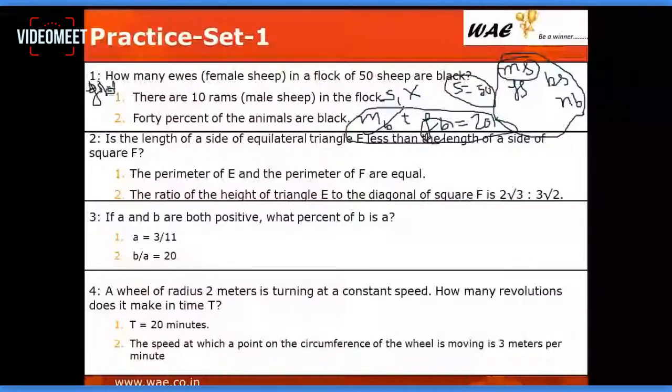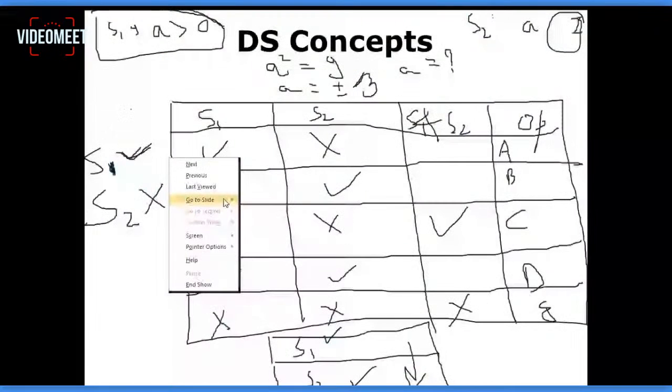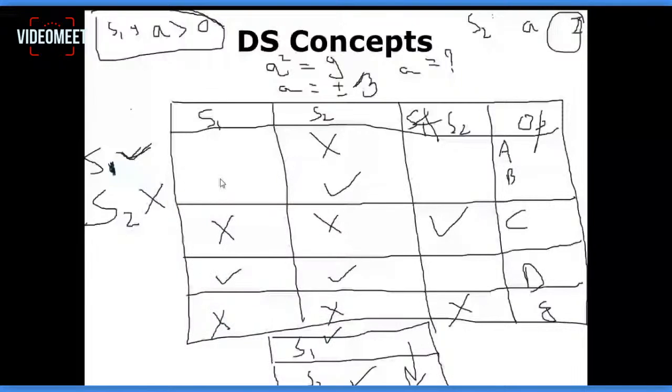Now, when I combine both, understand that S1 was also a cross and S2 was also a cross. You remember the table? Just go backwards. What we got in this question, I will now customize this question for you. Understand that? I will just customize this for you.